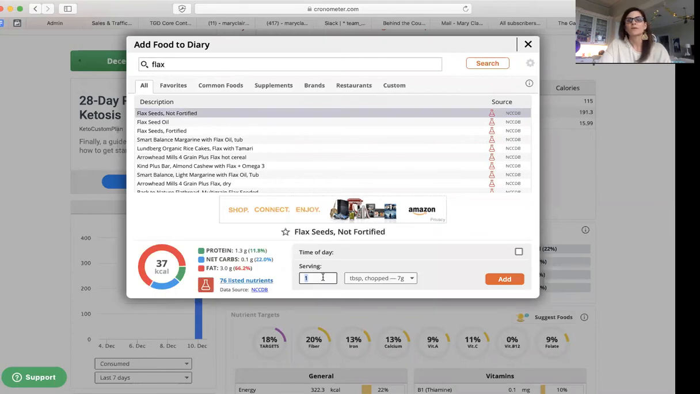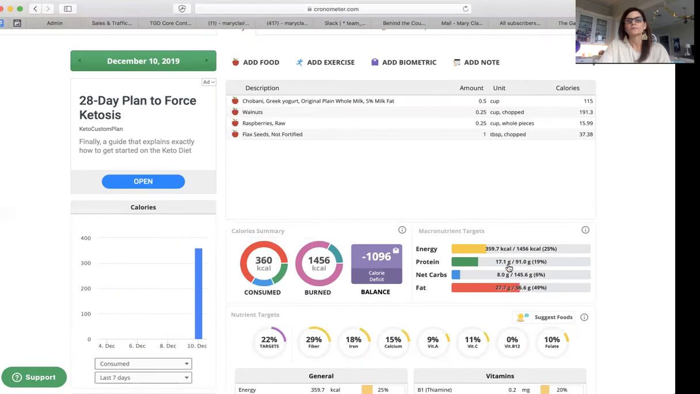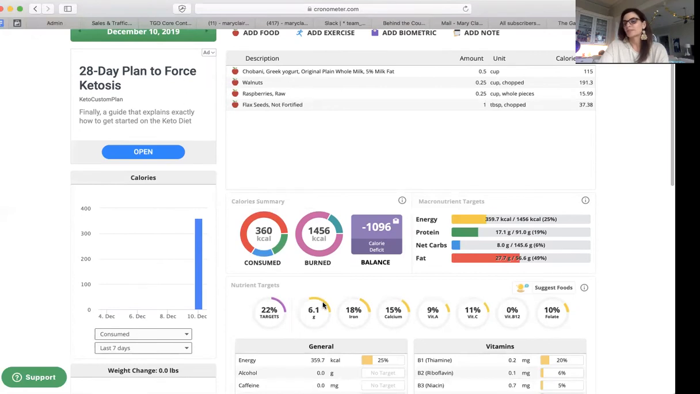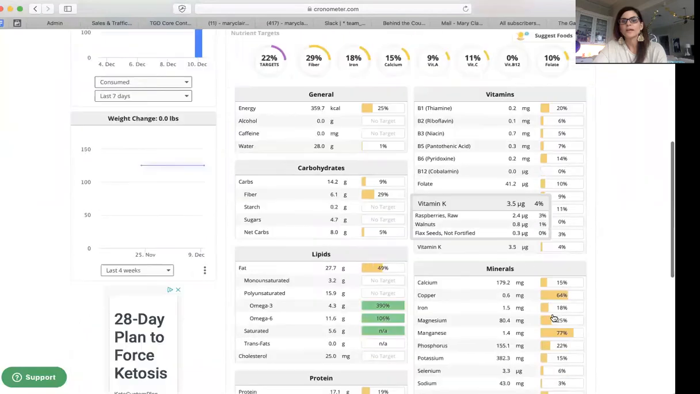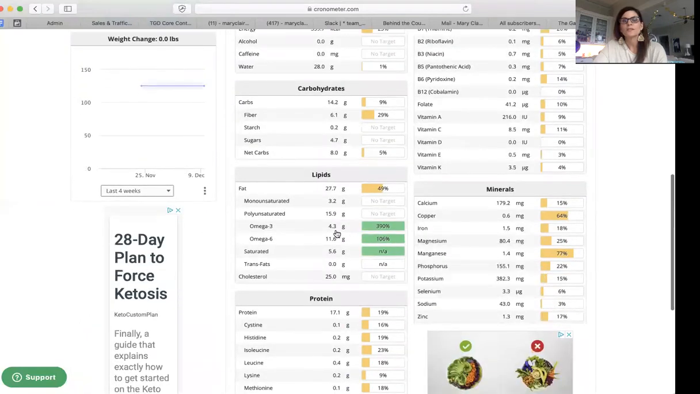And let's say 1 tablespoon chopped. Add. Okay, so now we're at 66% fat, 19% protein, and 16% carbs. Still really, really good. We're also getting 6.1 grams of fiber, and we're getting iron, calcium, vitamin A, vitamin C, vitamin B, and folate. Okay, if you look down, it's also giving us an omega-3 to omega-6 ratio.